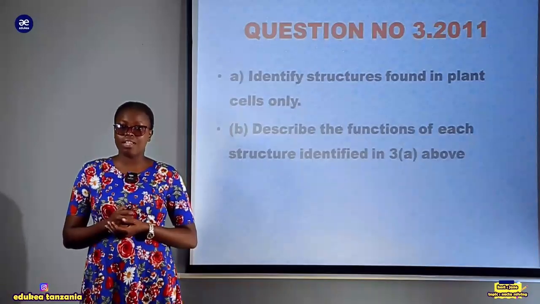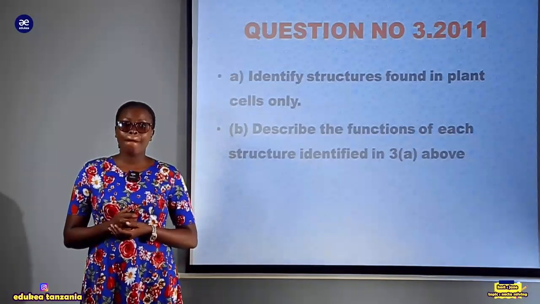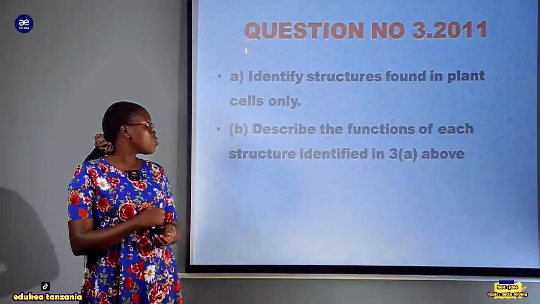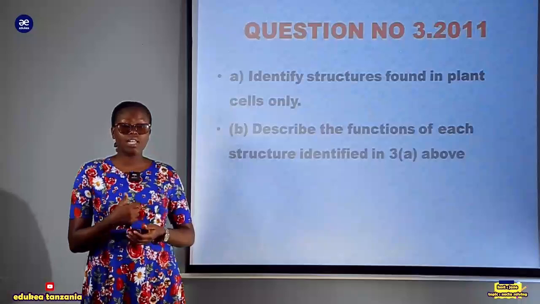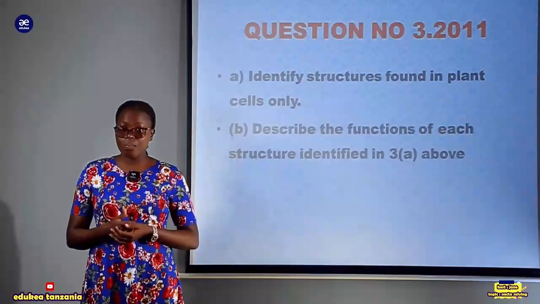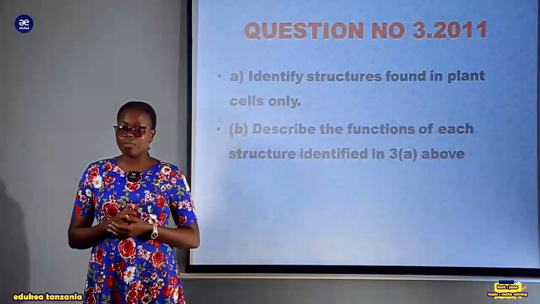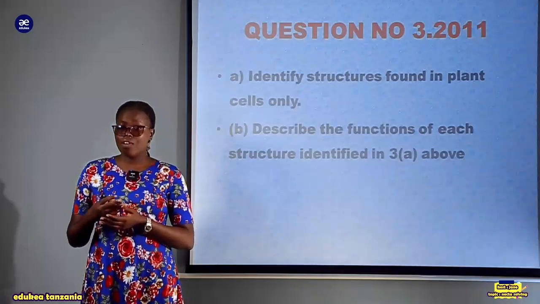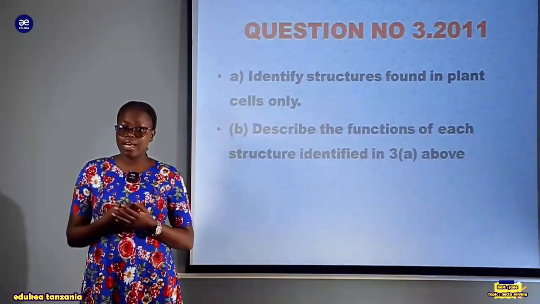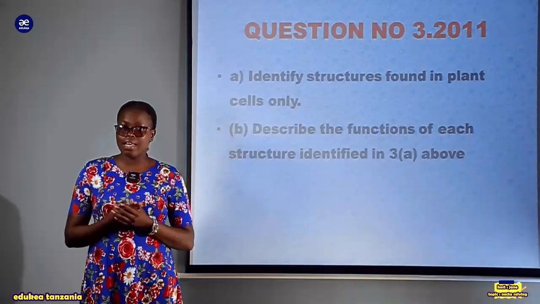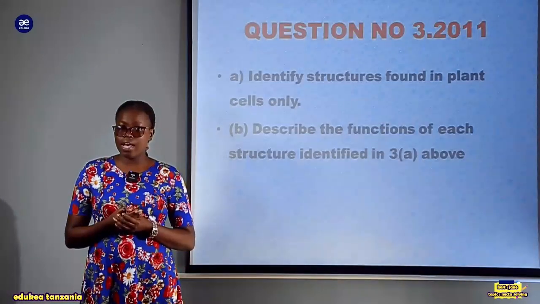No life, no cell. So our question needs us to identify the structures found in the plant cell only. We have learned in this topic that we have two main types of cell: the plant cell and the animal cell. As we know that all living organisms are made up of cells, and we have two groups of living organisms, plants and animals.